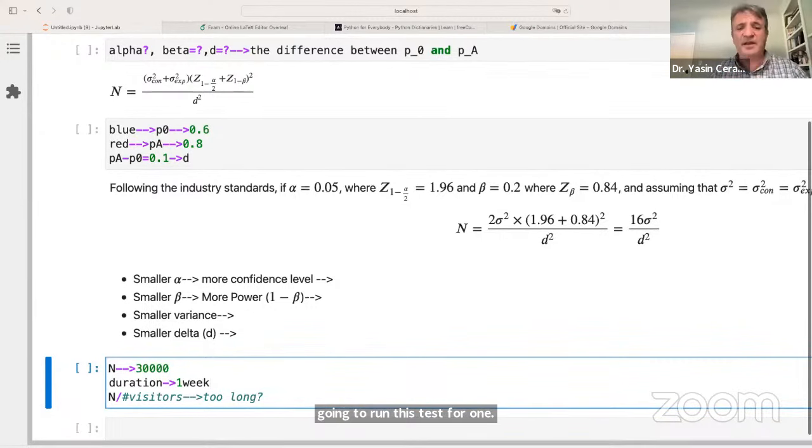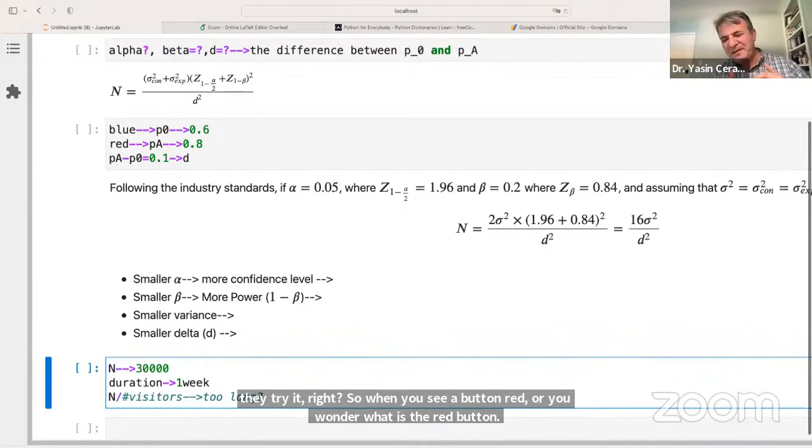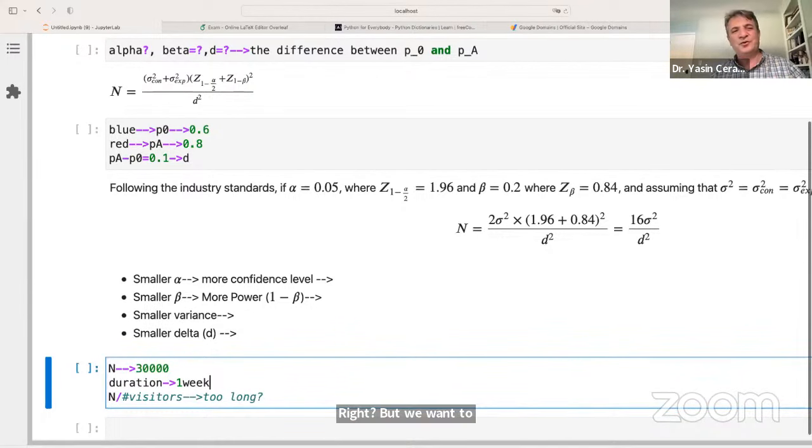I don't want my experiment to finish in 1 day or 2 days or 3 days, because there is always this novelty effect. The novelty effect means when people see something new, they try it. When you see a red button, you wonder what this red button is. But we want to give our subjects enough time to evaluate and then click on it. We want to see the novelty effect lose its strength in the first 1 or 2 days, so that we can see the real impact of the change.